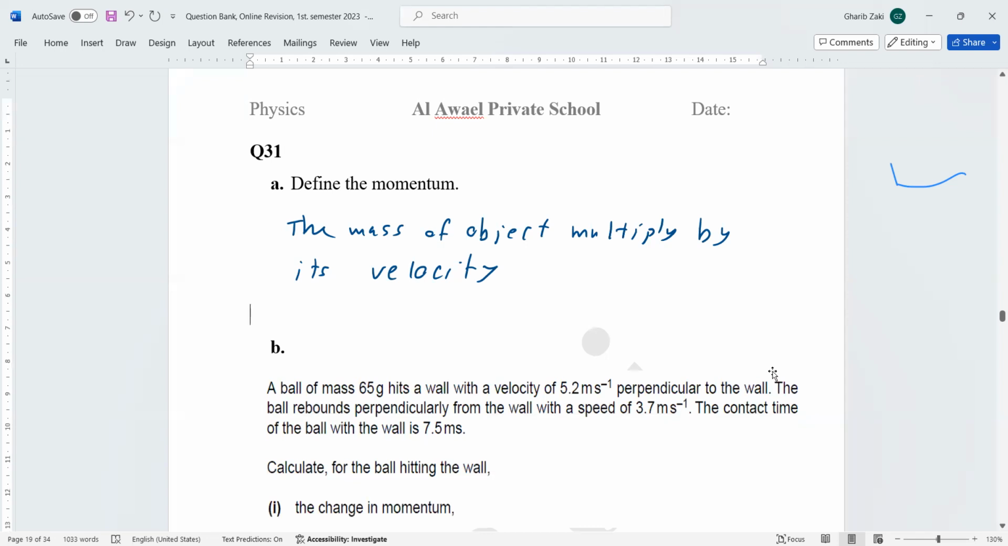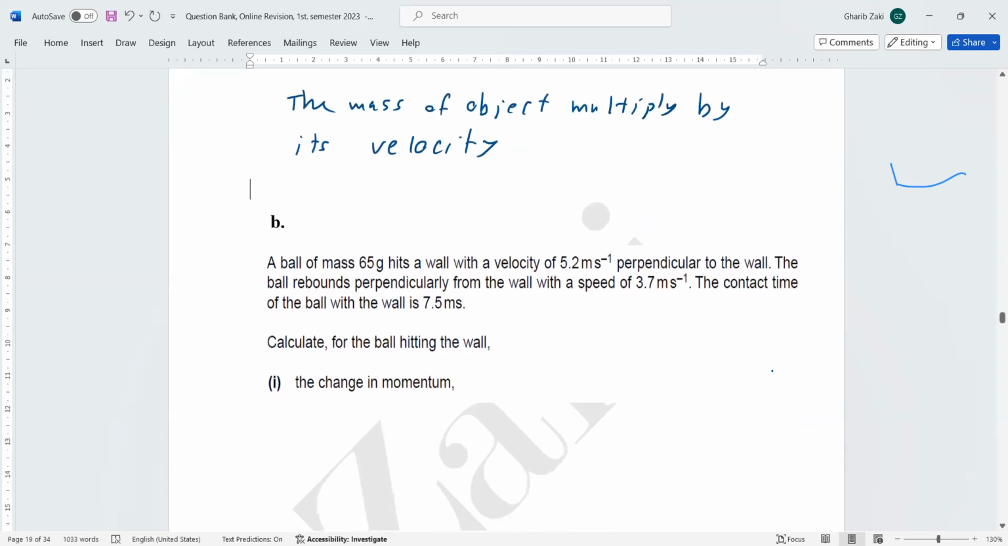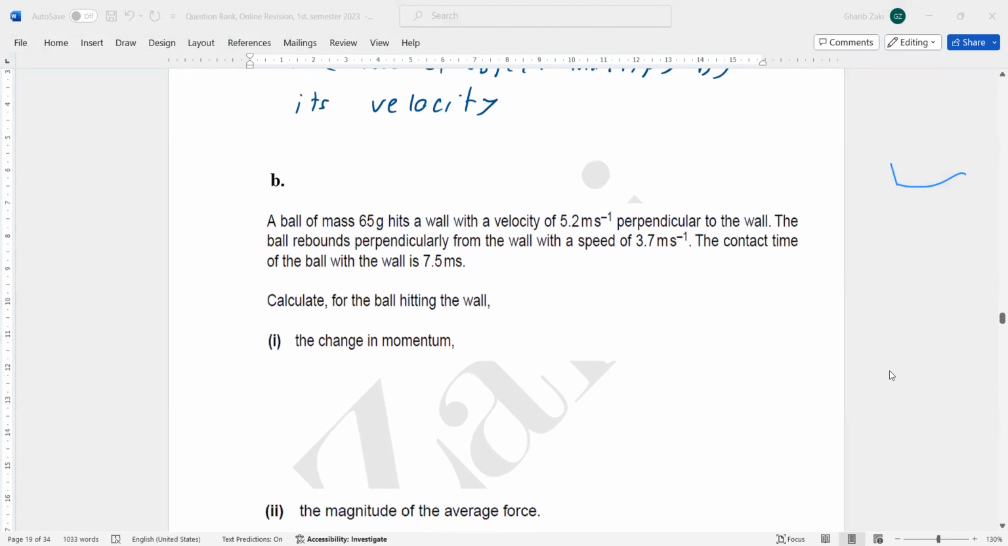Now, a ball of mass 65 gram hits a wall with velocity. It is the mass of the object. This is the definition that I wrote, okay?